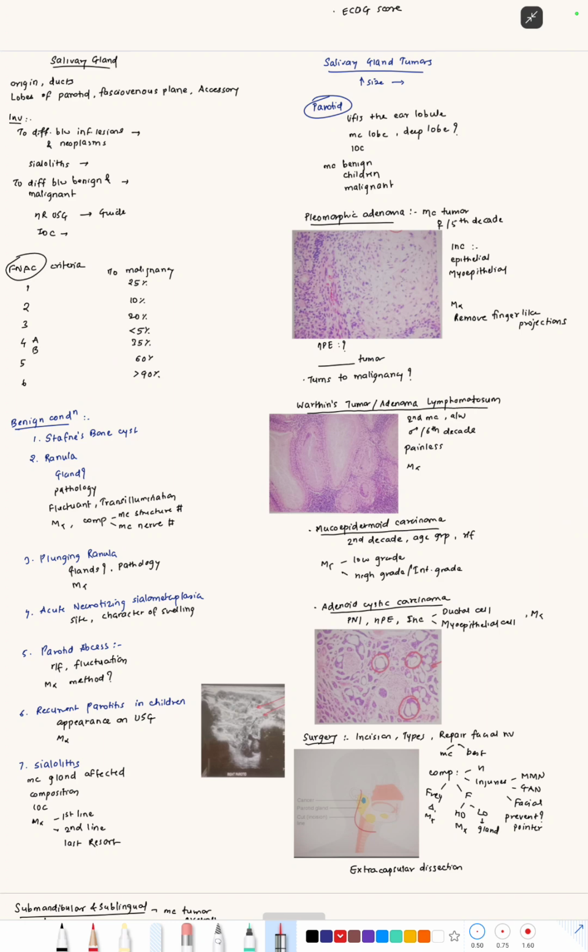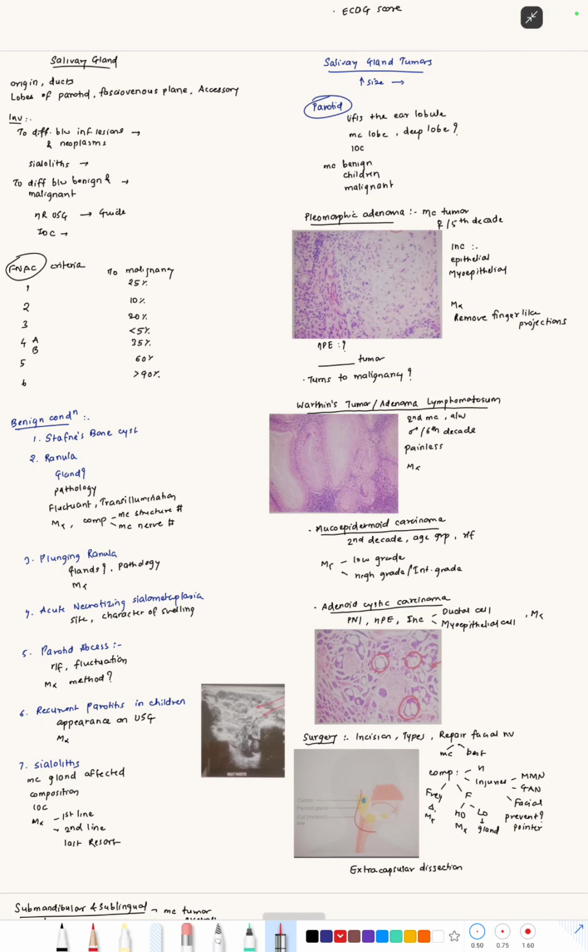Now, before moving on to the malignant lesions, first the benign conditions. The first is Stafne's bone cyst. If you look at the X-ray picture, we can see a cystic area that is hypoechoic in nature, and this is nothing but a site of ectopic salivary tissue. Then a very important benign condition is called ranula. Ranula literally means a frog belly. The gland involved is the sublingual gland, and the pathology is mucus extravasation from the salivary gland. It is fluctuant and transillumination positive.